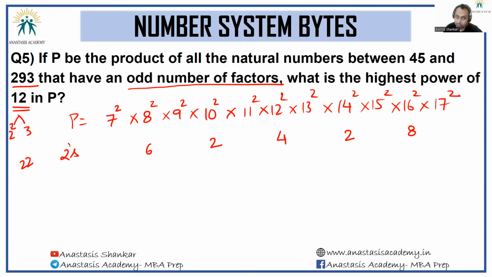But I don't want 2's, I want 2 squares. Can I say I have 11 2 squares available to me? Now let me engage in the same count for 3's. Here I will get 4 3's under 9. In 12 I will get 2 3's. In 15 I will get 2 3's. So I have 8 3's available to me. Given that I need at least one 3 and at least one 2 square in order to make a 12, the highest power of 12 in P would be 8.